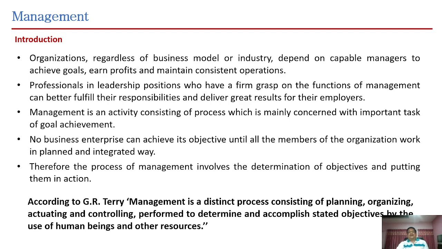According to G.R. Terry, management is a distinct process consisting of planning, organizing, actuating, and controlling, performed to determine and accomplish stated objectives by the use of human beings and other resources. So what G.R. Terry is focusing on is the different things we have to do in management: planning, organizing, actuating, and controlling. We do all these things to accomplish the objectives which are already stated, by using the human beings and the resources we have.